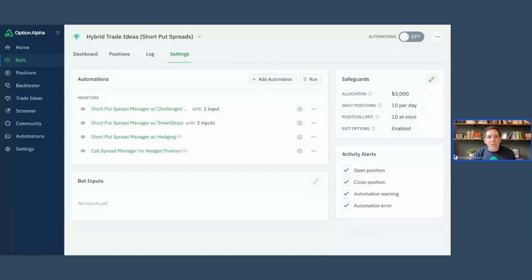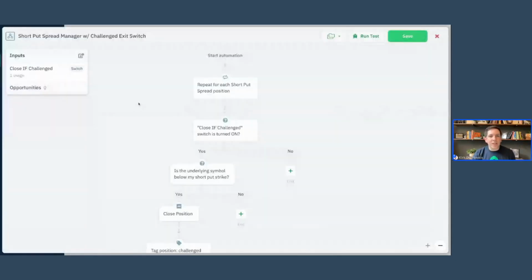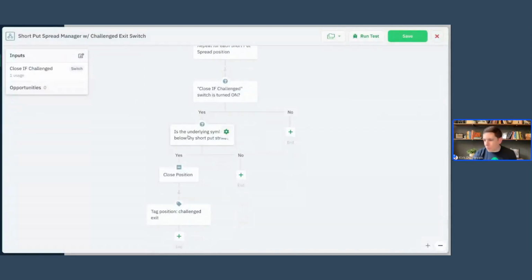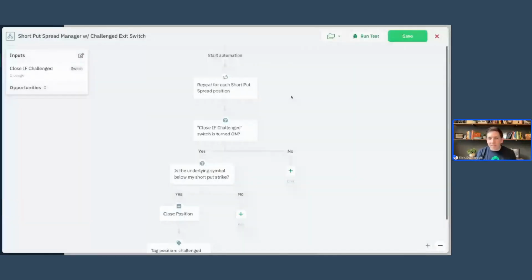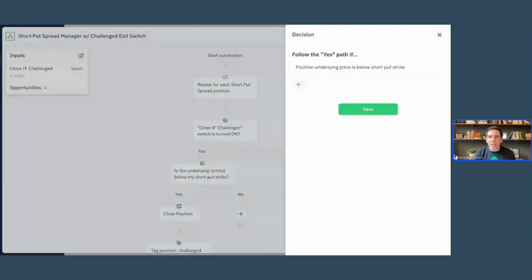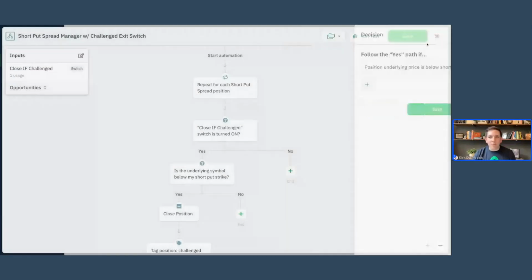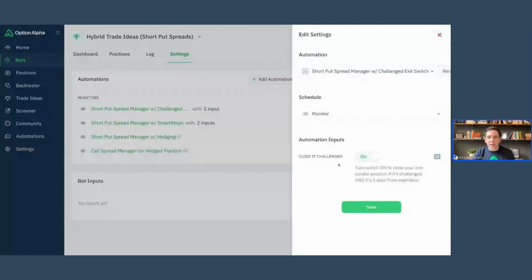So here's what I do here. I have 4 automations here. The first is to exit the short put spread if it's challenged. Notice it's set up specifically for short put spread. Whereas the other monitor automation was set up to check iron condors, this one is set up to check put spreads specifically. That's why I'm compartmentalizing these and organizing my bots to do this. If I want to turn that switch on, yes, I want to exit if it's challenged, great, turn it on.